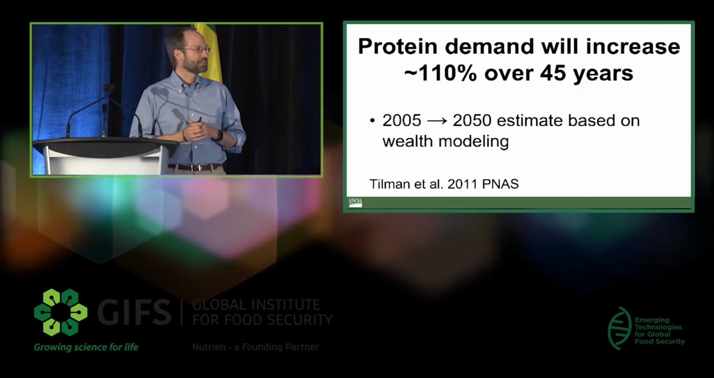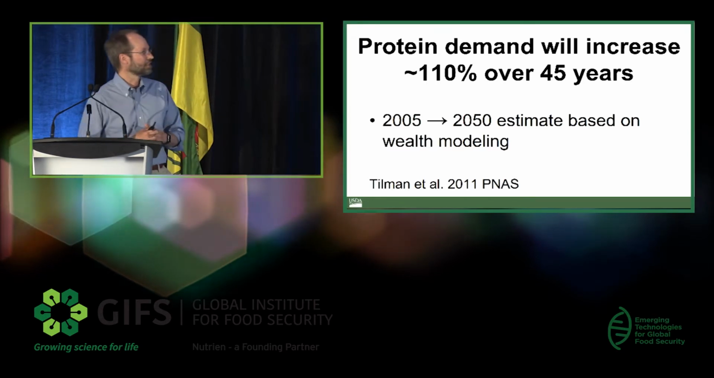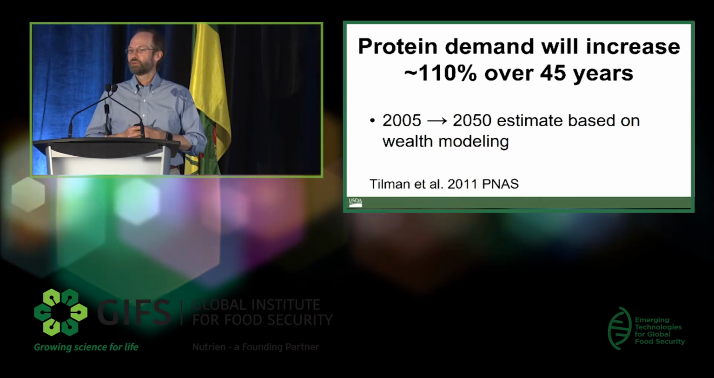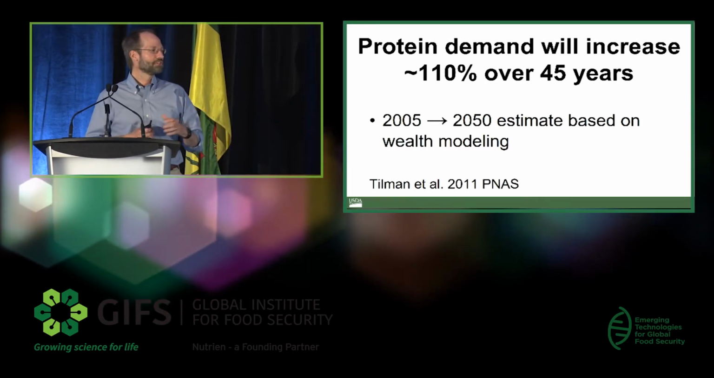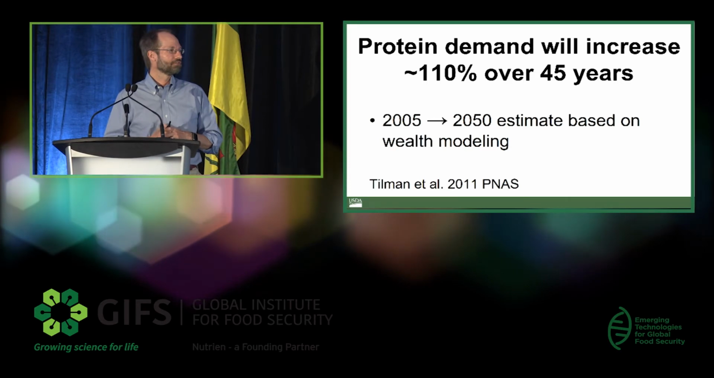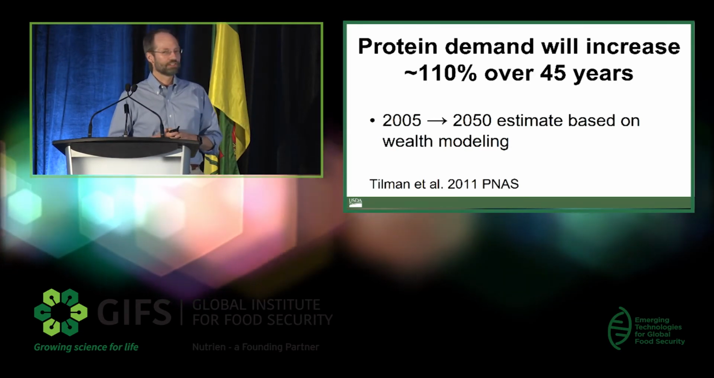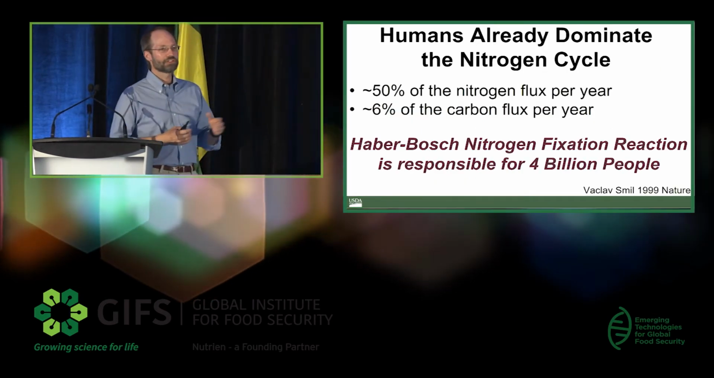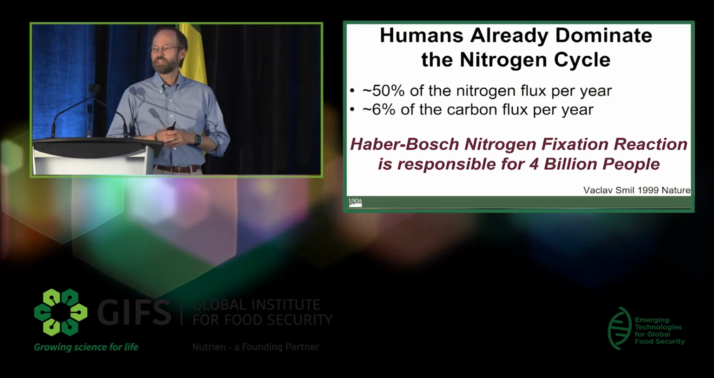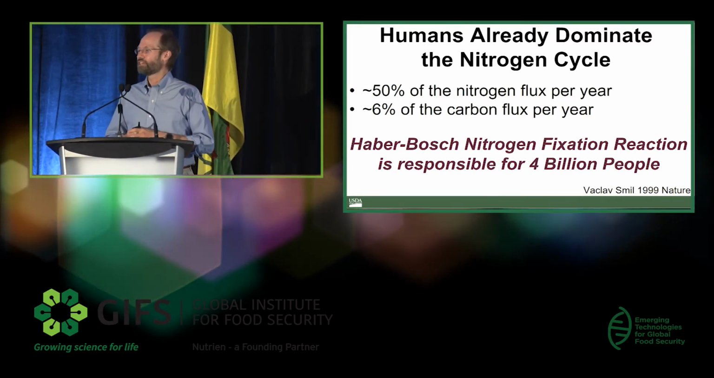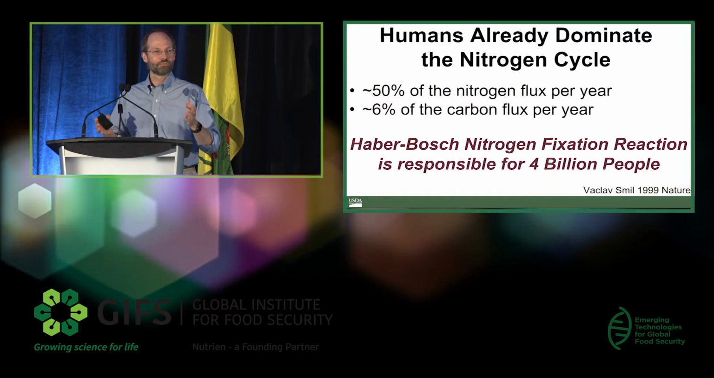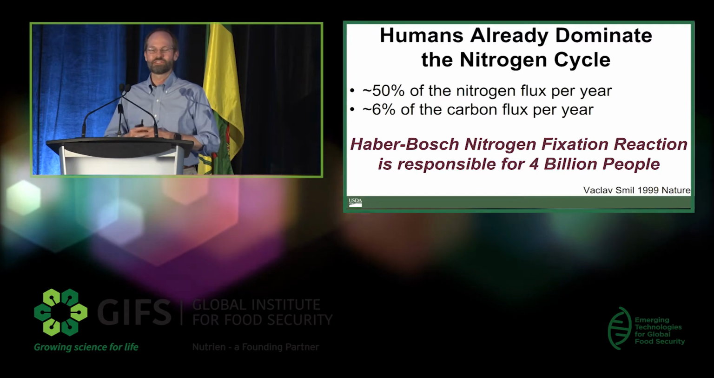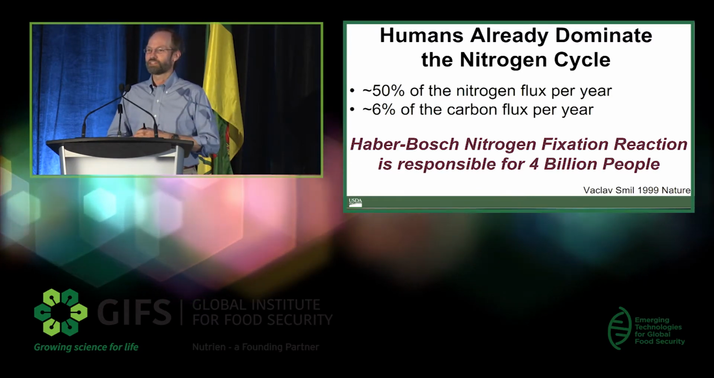David Tilman recognized this problem over a decade ago in some of his nice work. He's highlighted that in the next 45 years, we need to produce more than double the amount of protein for the planet. So how do we get to doubling our protein output across the globe? And the problem is humans already dominate the nitrogen cycle. We already control 50% of the nitrogen flux every year. And just for comparison, we have a CO2 problem, but that's only being caused by us controlling 6% of the carbon flux in a given year.